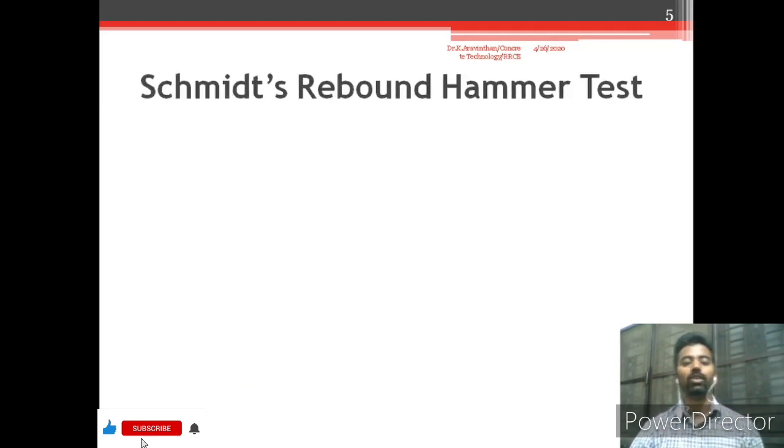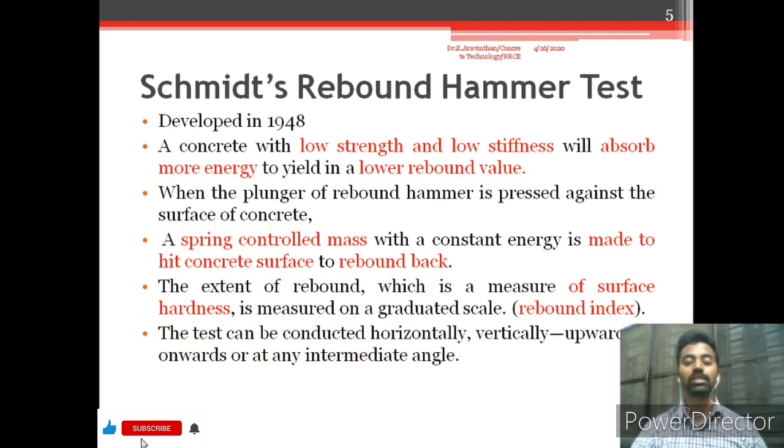Next, we will look into the rebound hammer test. This test was developed in 1948. It is used to identify the strength of the concrete. From the name you can understand there will be a mass inside the equipment. By this mass, if you strike any structure, the mass will rebound. If you strike the concrete using this rebound hammer, an equal and opposite force is created by the surface.